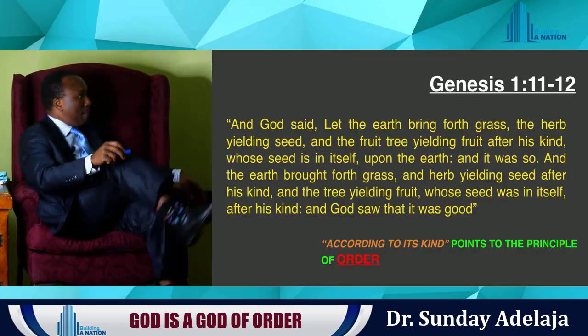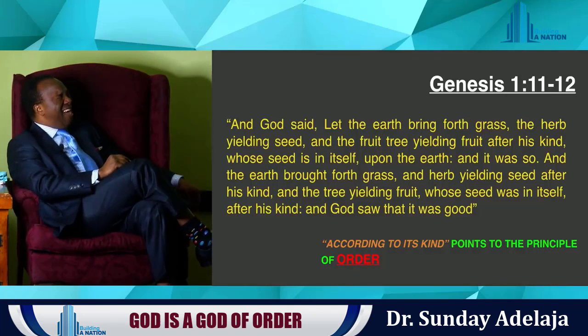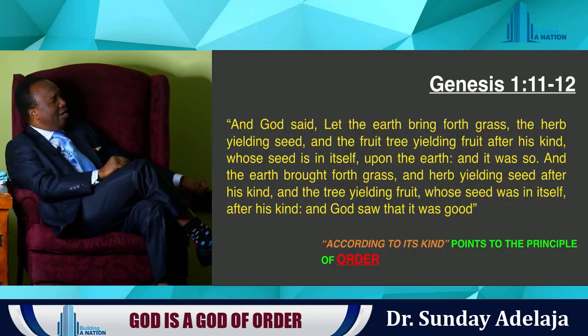Genesis 1:11-12. And God said, let the earth bring forth grass, the herb yielding seed, and the fruit tree yielding fruit after his kind, whose seed is in itself upon the earth. And it was so. And the earth brought forth grass, and the herb yielding seed after his kind, and the tree yielding fruits, whose seed was in itself after his kind. And God saw that it was good. Now, that's the real deal.